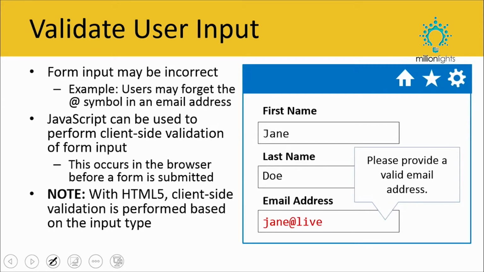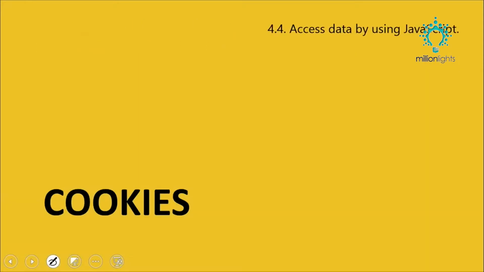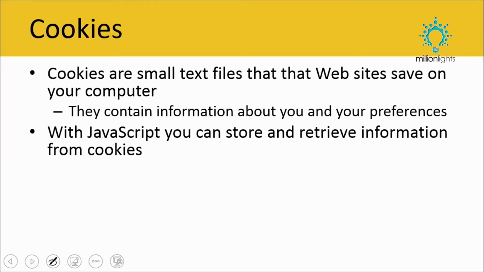It's pretty cool stuff. Oh, and one last thing, cookies. And I'm not talking about the kind that you bake. All right. Cookies are small text files that websites save on your computer. They contain information about you and your preferences. And with JavaScript, you can store and retrieve information from cookies. Cookies, as we mentioned before in Module 1, can cause some problems for people from a security standpoint.